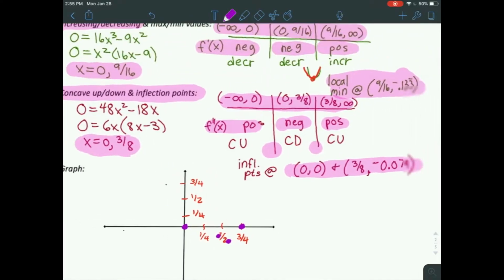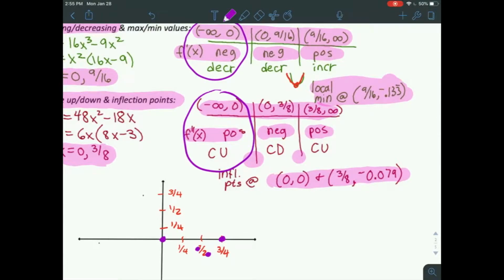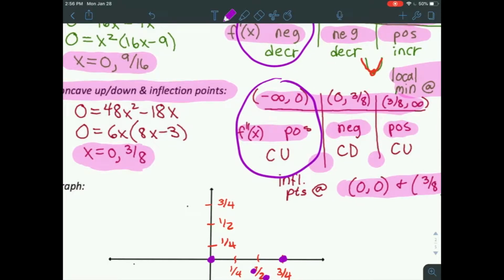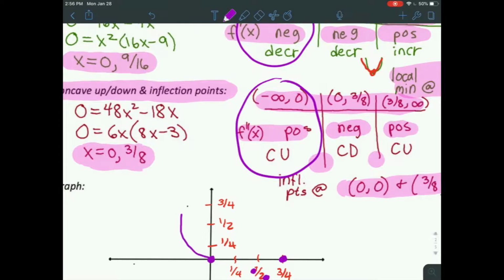Okay, so what I would probably do is kind of work from left to right here. So if you look at what's supposed to happen from negative infinity to 0, it's supposed to be decreasing and concave up. Okay, so let's draw on that little section. Oh, oops, hang on. Get my technology in line. Okay, so coming down, decreasing, and concave up until I get to 0.